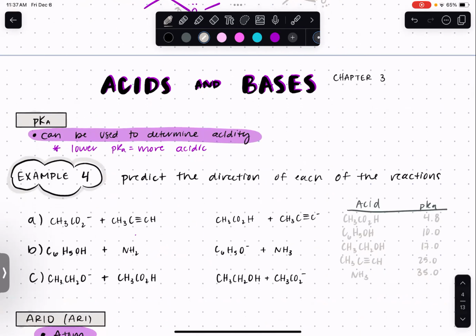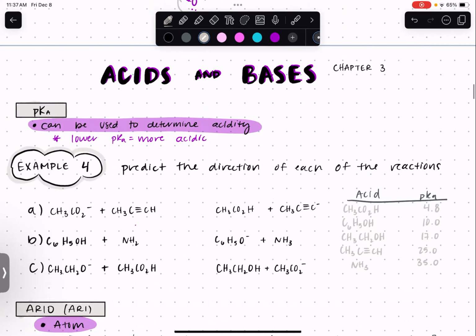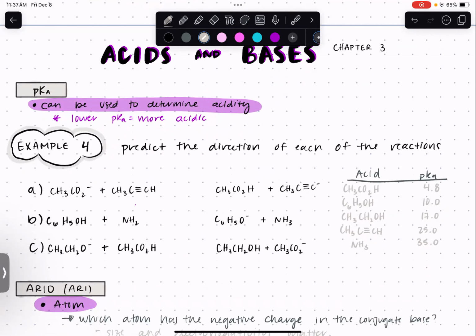Okay. So on to acids and bases. Quick overview of pKa. We use pKa typically to determine acidity of our different solutions, our solvents, or whatever we're using. And a lower pKa equals a more acidic solution. So in this example, we predict the direction of each of the reactions.